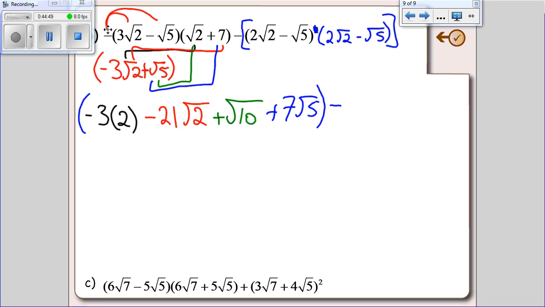Okay, so minus. Our first terms multiplied together are going to be 4 times 2, so I'm just going to put 8. That's our first terms. Our outside terms, 2 root 2 times root 5, is going to be negative 2 root 10. Inside, we have negative root 5 times 2 root 2. That's going to give you negative 2 root 10. So the same thing.